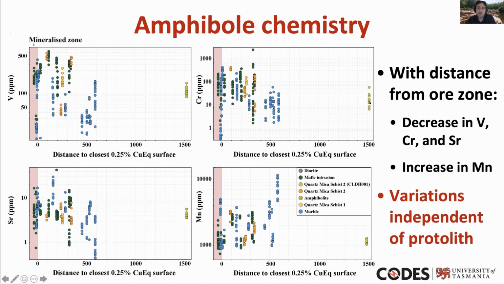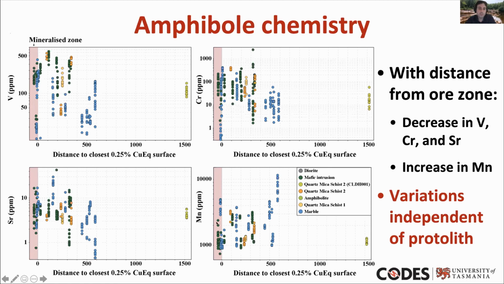The distal hole tends to be very similar in value at around 600 meters. We see something similar with strontium in amphibole. Again, there's a progressive decrease as you move away from the deposit. It might be a bit more limited than with the vanadium and the chromium, but there's still some kind of decrease.